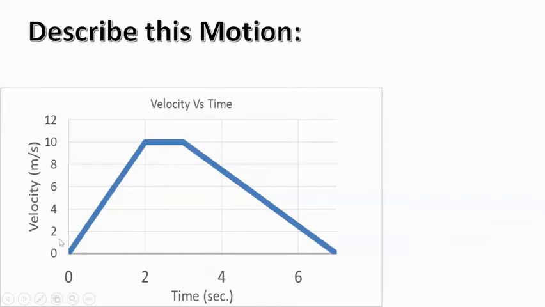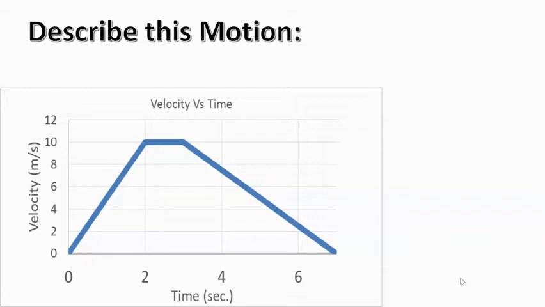This is showing that it starts with no velocity. It speeds up until it gets to 2 seconds. Then it keeps a constant velocity, right? And then it slows down, right? And how do we know it slows down? Because it's getting closer to zero. So let's go through these segment by segment and see exactly what happens.